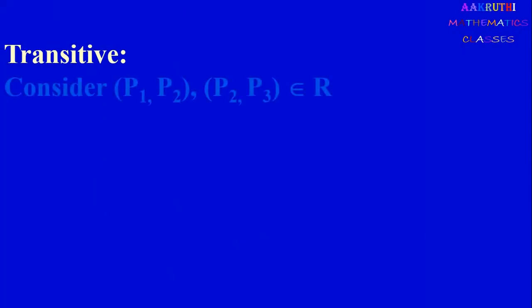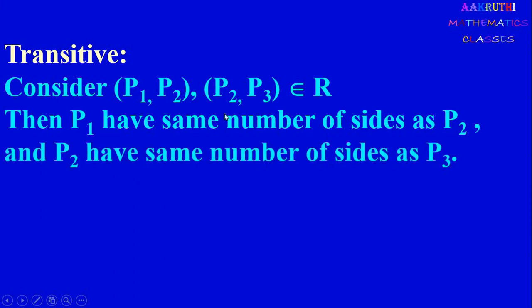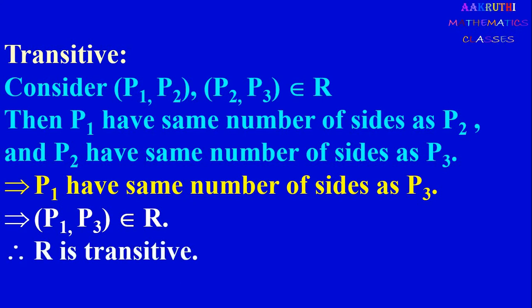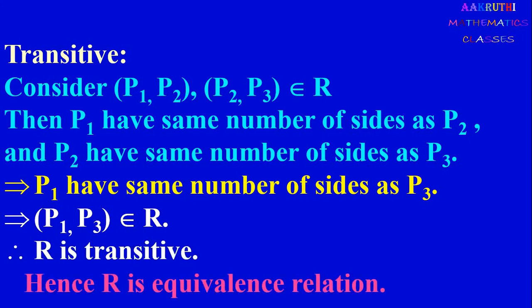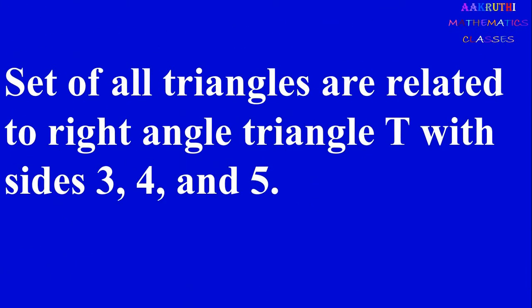So next it is transitive. We consider (P1, P2) and (P2, P3) belongs to R. So therefore P1 and P2 are two polygons having the same number of sides and P2 and P3 are polygons having the same number of sides. Then P1 and P3 also have the same number of sides. So therefore (P1, P3) belongs to R. Therefore R is transitive. Since R is reflexive, symmetric and transitive, R is an equivalence relation. Now here the set of all triangles are related to right angle triangle T with sides 3, 4 and 5.